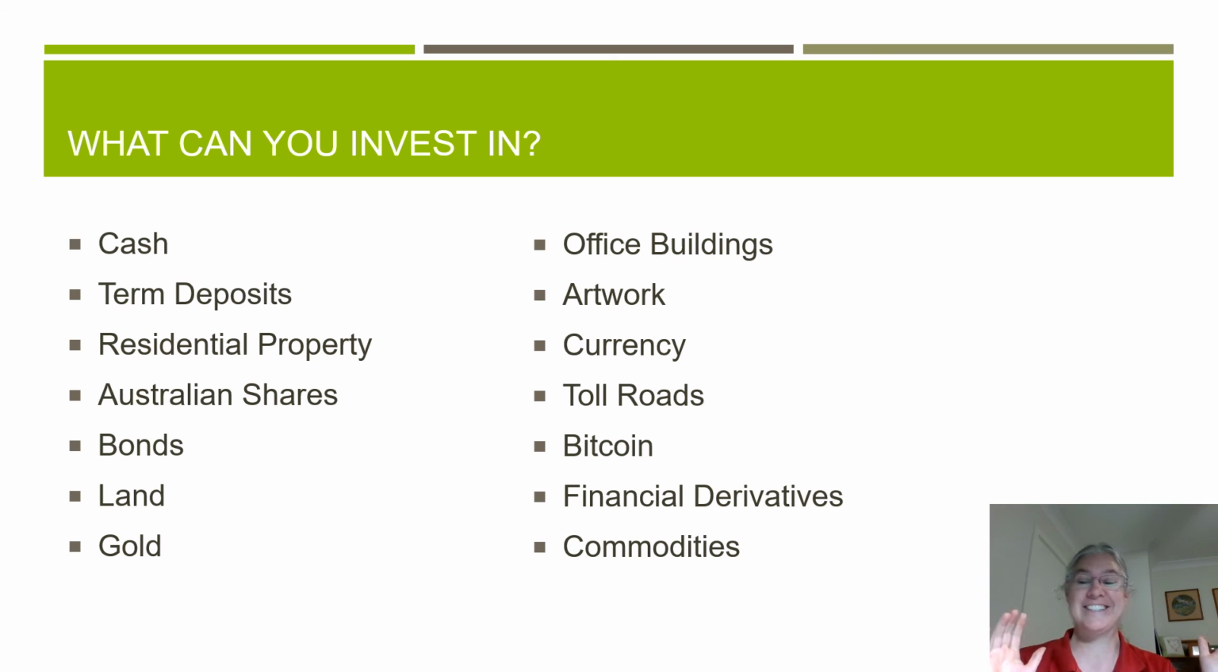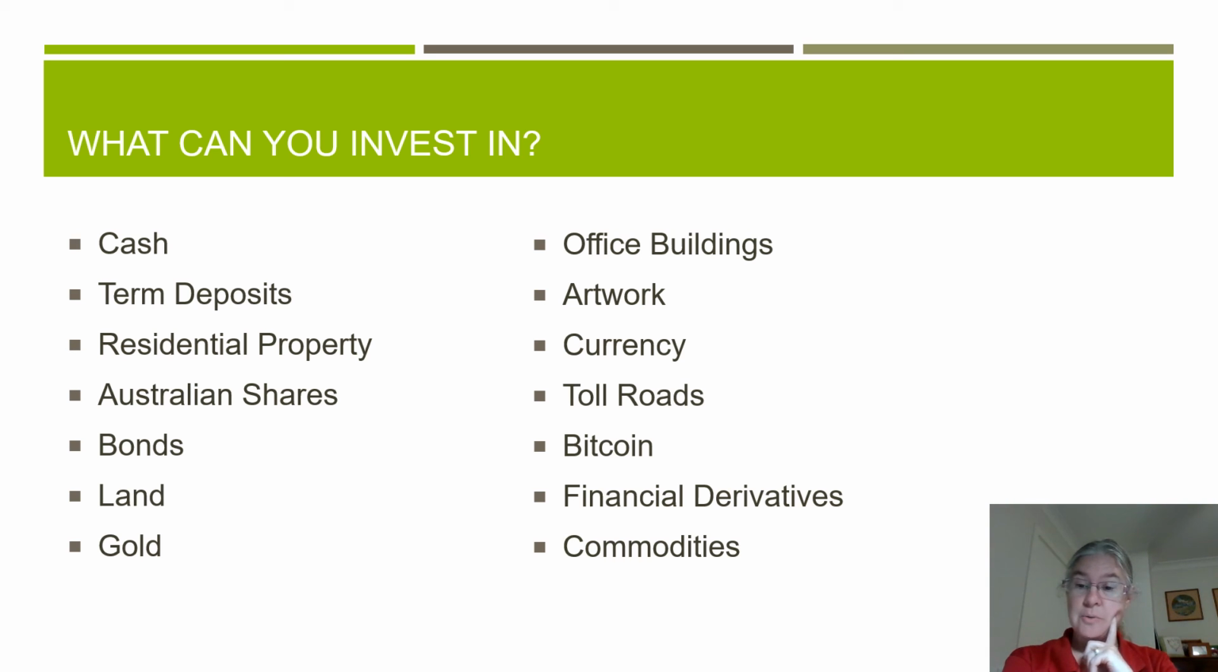So here's a long list: cash, term deposits, property, shares. They were the really obvious things. You would have heard of those before. Bonds. The government sells bonds as a way of borrowing money. There's another option, land and gold.